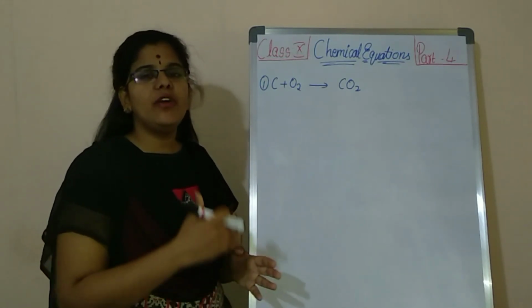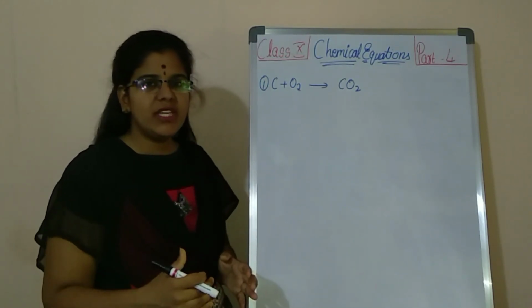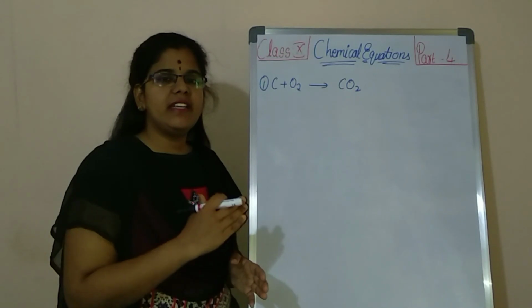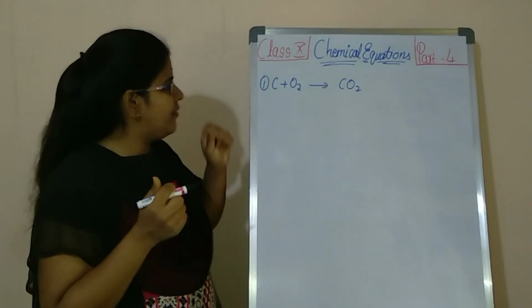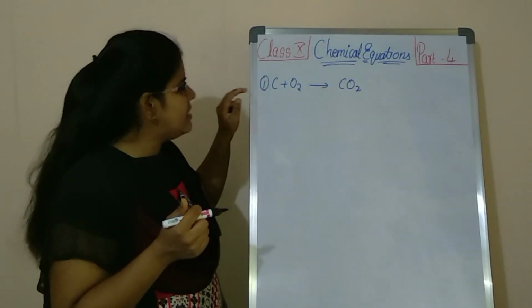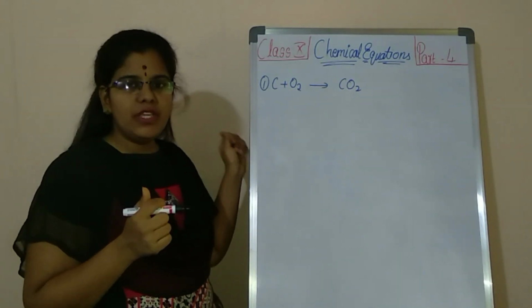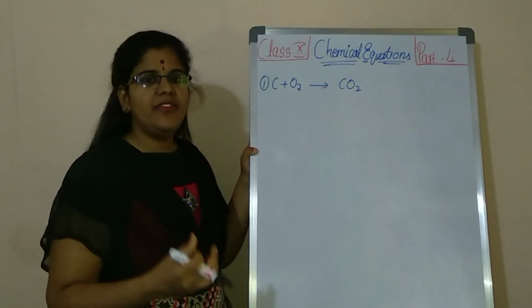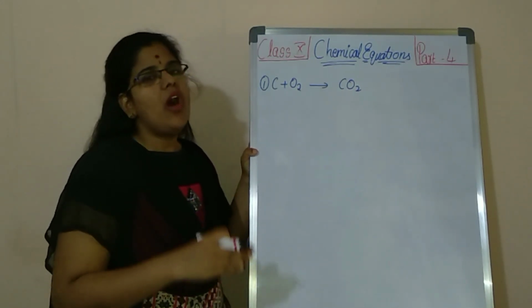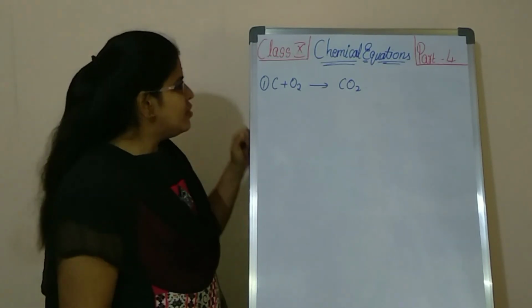So here we are going to prove that for a balanced equation, the weight of the reactants will be equal to the weight of the products. Here we have taken one equation, that is C plus O2 gives rise to CO2. Whenever an equation is given, you first have to check whether it is a balanced equation or an unbalanced equation. So how do we check it?